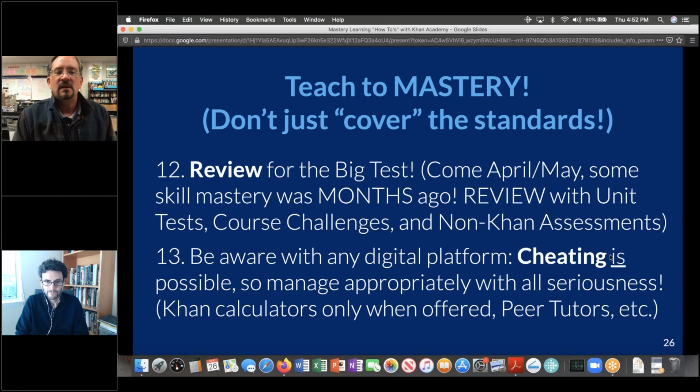So they love that. Number 12, don't forget, come April, May, you still have to review for the big test, state tests, or whatever you have to do in your state. Now this year, a lot of states, and I know federally, because of the whole coronavirus thing, state tests in California and I think across the nation have been canceled or postponed. But for next year, when we get back to normal, you still have to review, because some of their skill mastery was months ago. So review with unit tests on Khan Academy and the course challenges, and make the kids retake those. They're going to say, but I forgot how to do it. Well, that's good. You'll get to learn what you need to review. And use non-Khan assessments too.